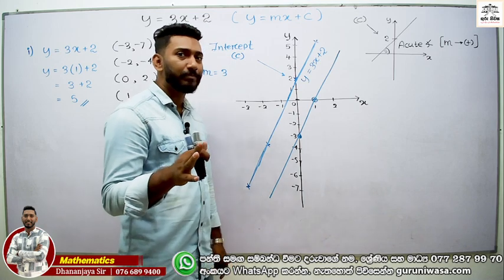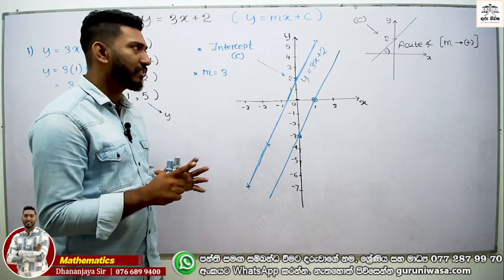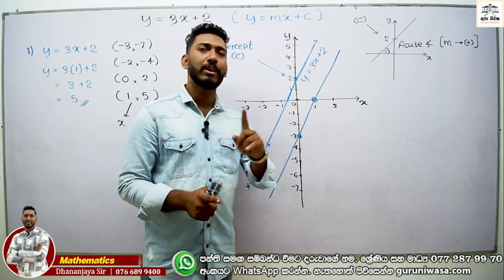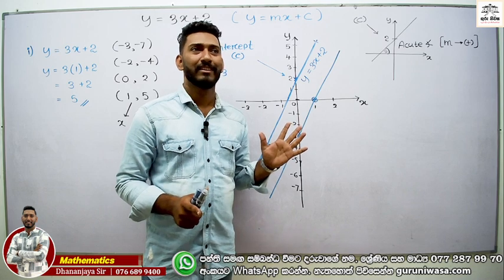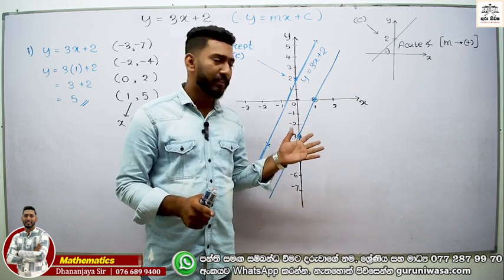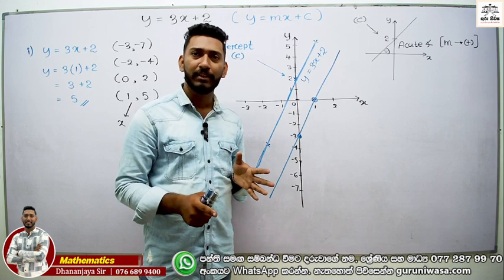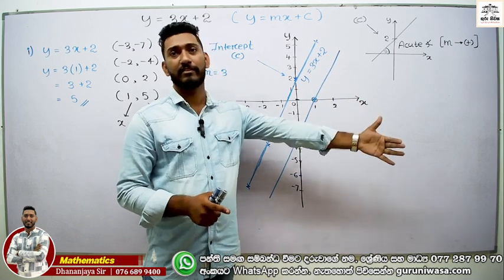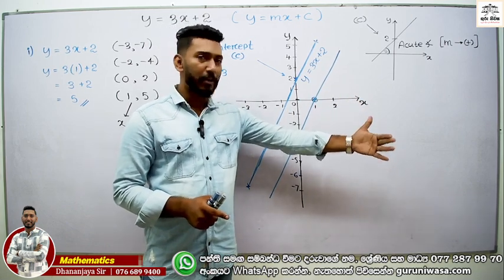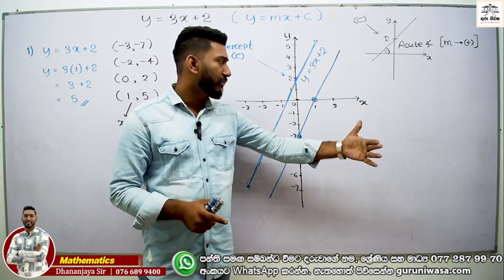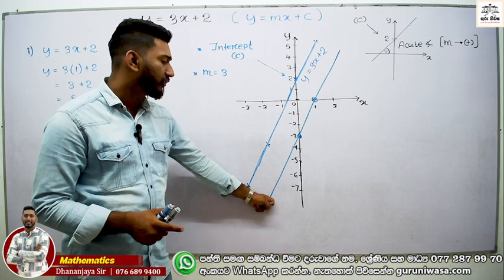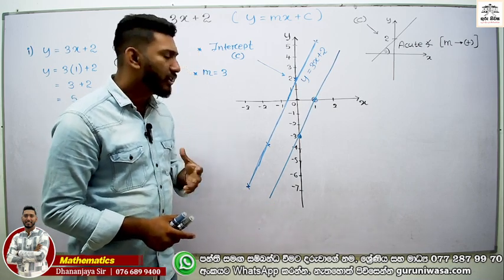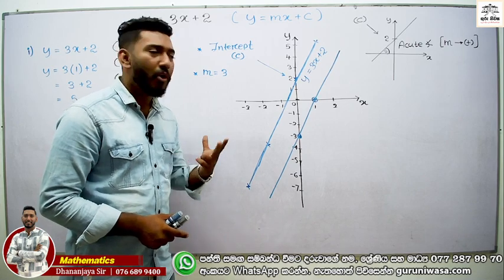You need to find it, and you know the special character of parallel graphs: the gradients must be equal. When we have two graphs and they are parallel, their gradients are equal. Then we can find the gradient of this graph. Now, how to find the gradient? Because we have two coordinates, right?